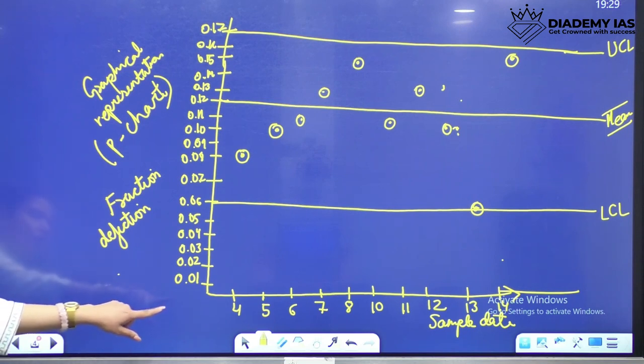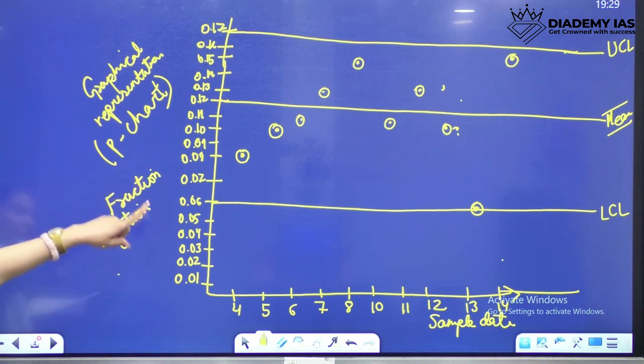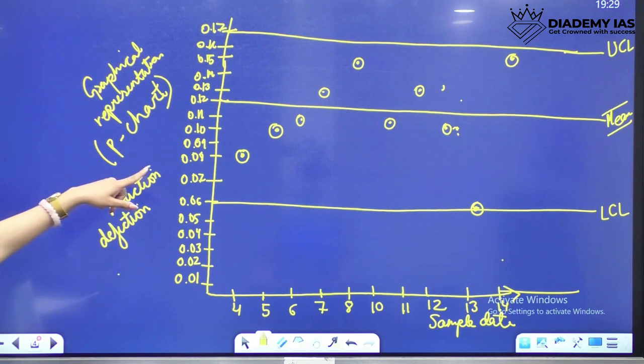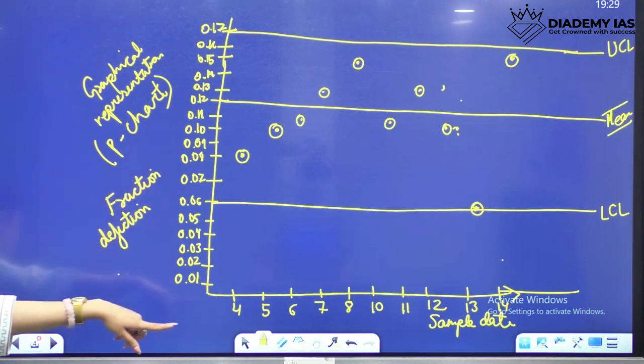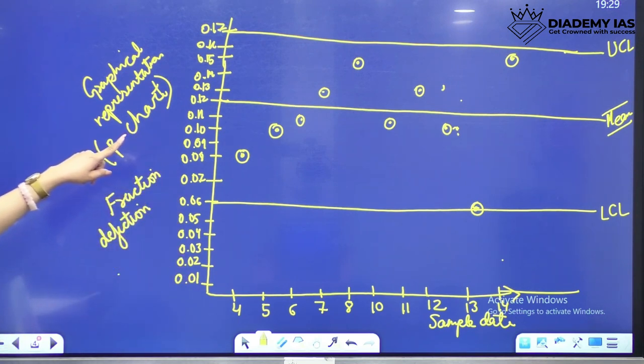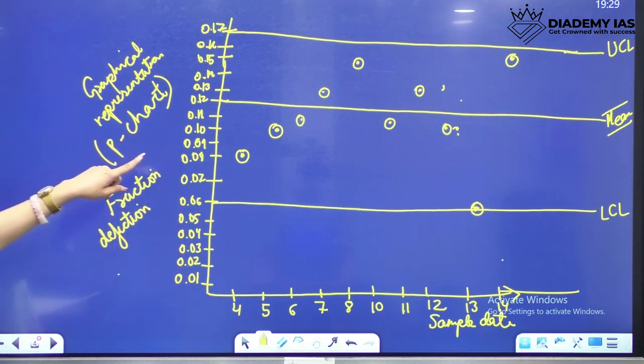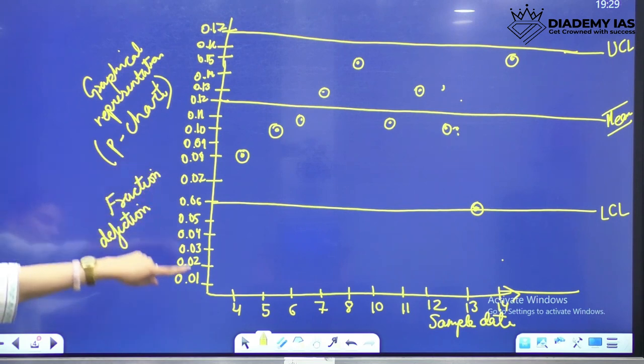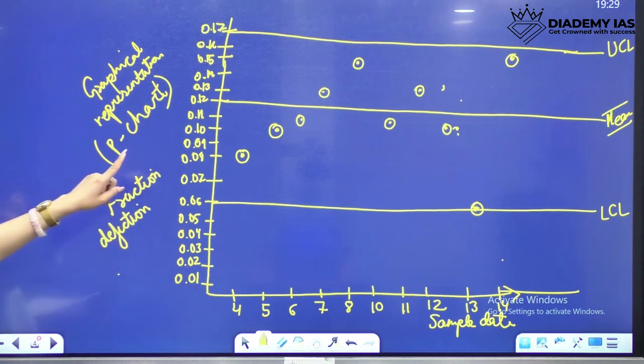For fourth, we have 0.08. Let me just cross-check it. For fifth, we have 0.10. For sixth, we have it at 0.11. For seventh, we are having it at 0.13. For 8th November, we are having it at 0.15.